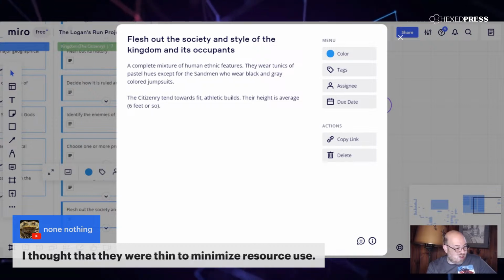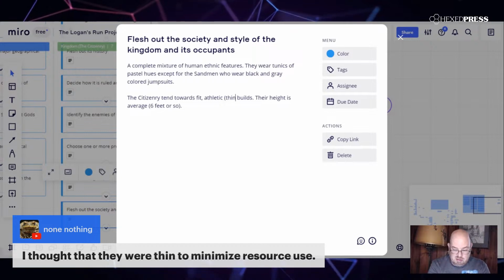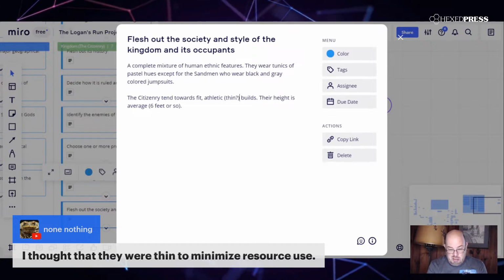So what's the word I'm looking for? Overdone or exaggerated to make me think like, oh gosh, these guys haven't seen meals in weeks. But who knows? Maybe. I'll put in parentheses: thin? Question mark? Let's see. What else have we got here?